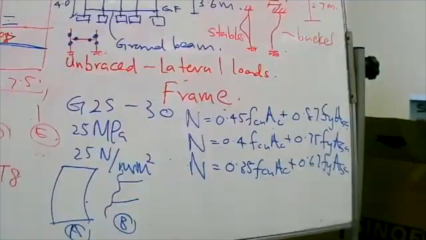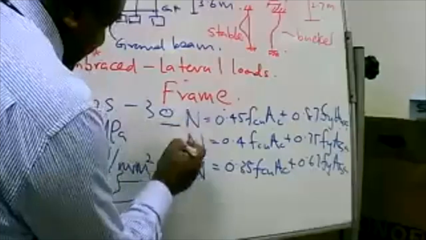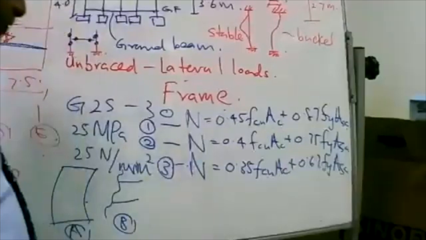Now, can I ask you a question? Which equation you use to calculate the minimum size of the column needed? Equation 1, 2, or 3. All three equations are given in BS. Equation 1, 2, or 3, we use equation number 2.